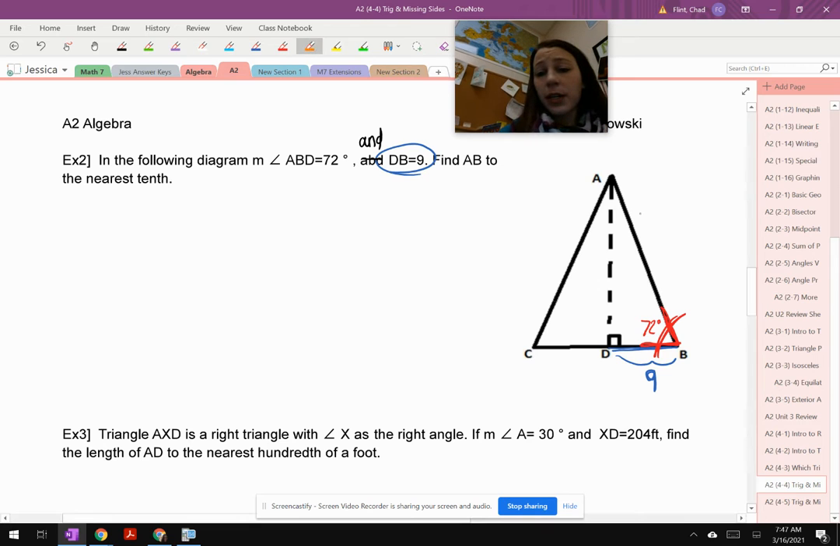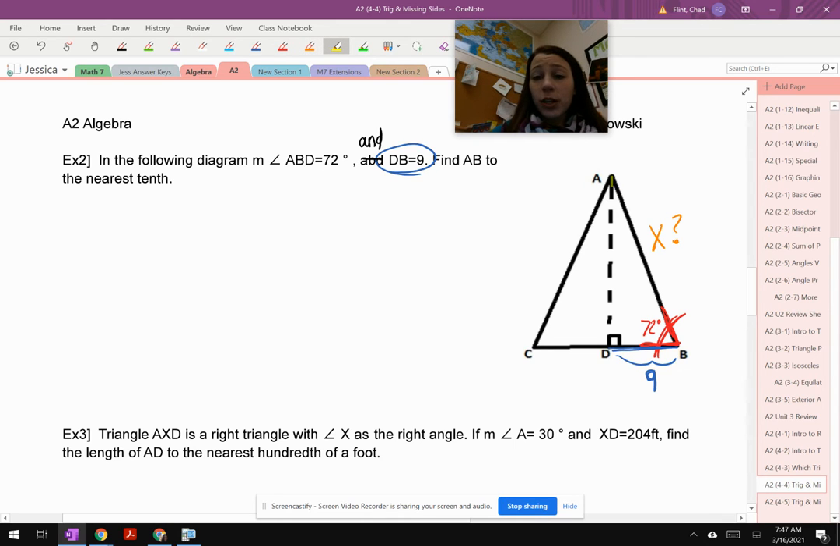Okay, so AB is what I'm missing, or what I'm looking for. So it's clear that the triangle I'm using, and I'm just going to highlight it so I can see it better, is this right triangle ABD. I'm looking at this triangle, not that other triangle over there. And that's going to be important when I'm labeling my sides, so I don't accidentally label this side over here or this side CD.